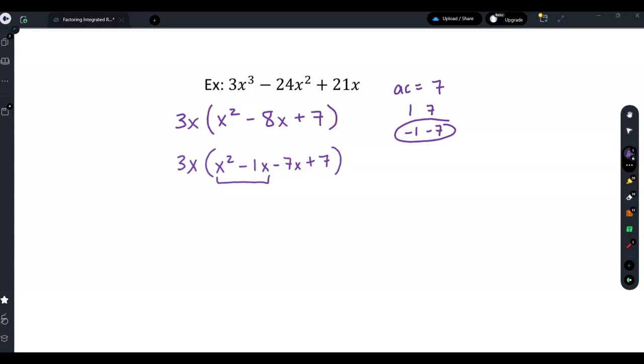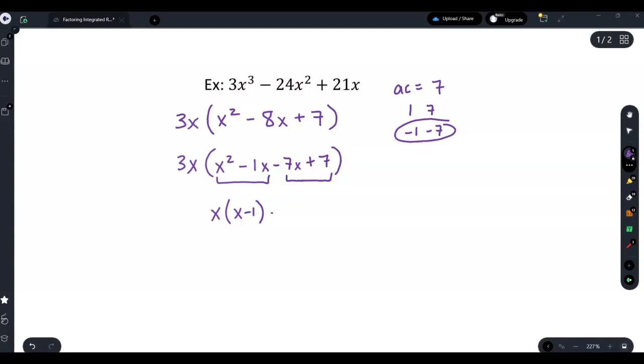And now I'm going to use grouping. So I should have 2 more steps here. So I'm going to group the first 2 terms together. I can factor out an x, which is going to leave me with x minus 1. I'm going to bring this sign down. So in this case, I'm going to bring down a minus sign.